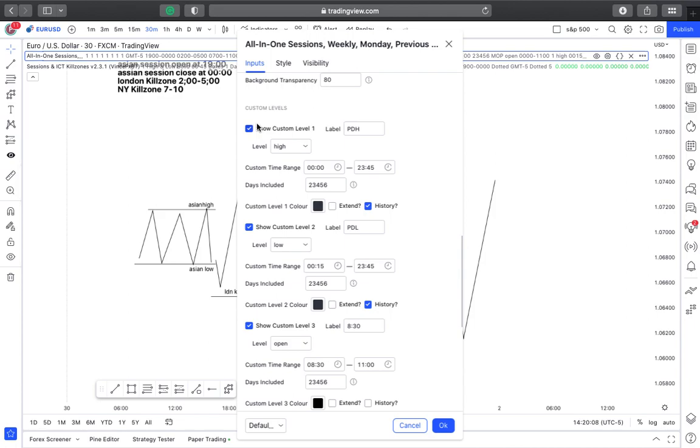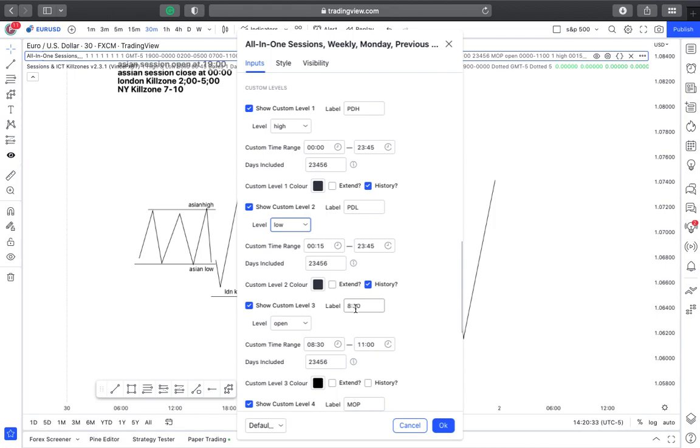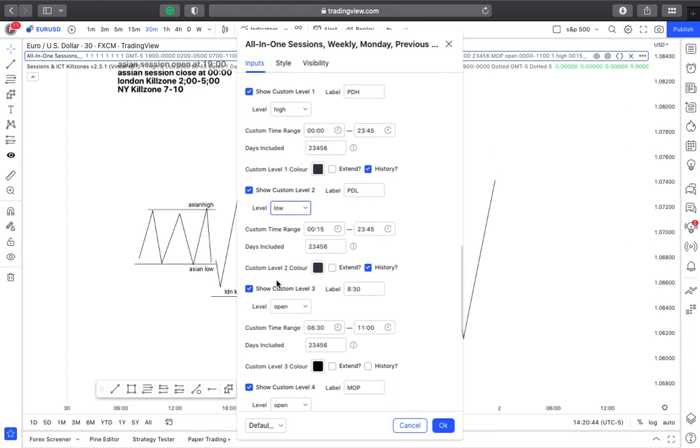These are custom labels. One of them is PDH, meaning previous day high, which is liquidity obviously. You're going to set the label to high in the custom range. The second custom level is PDL, which is previous day low, which is also liquidity. You're going to put low. After this you have the 8:30 open. The 8:30 open happens during the London kill zone. Let me show you how it works. Take a screenshot of this.